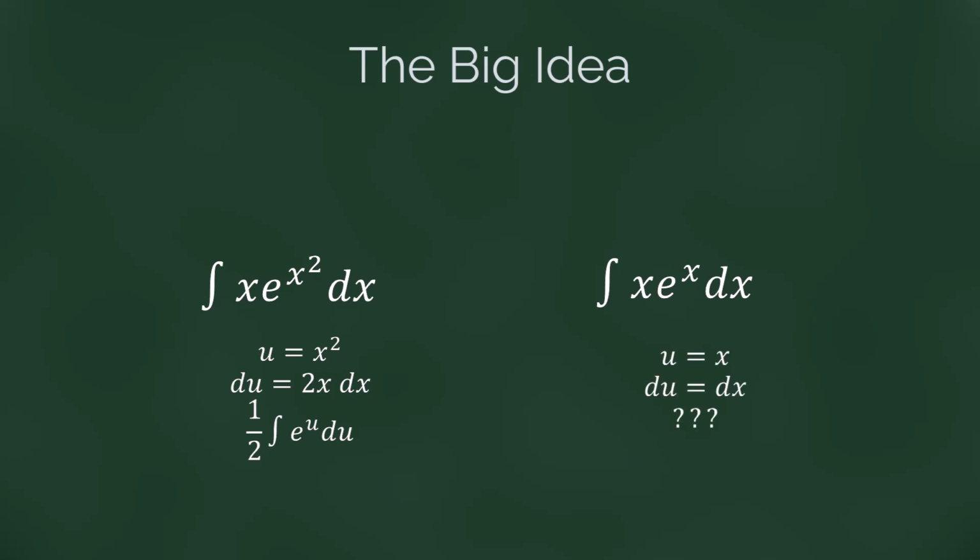Notice, though, that if we try a similar substitution on the second antiderivative, it won't work because the derivative of x is just dx, and we have no way of getting rid of the x in front of e^x. So substitution won't work for this antiderivative. It's not a known antiderivative, so we need a new rule. Notice, however, that it is the product of two functions, and that's going to be important to the way we approach solving this.